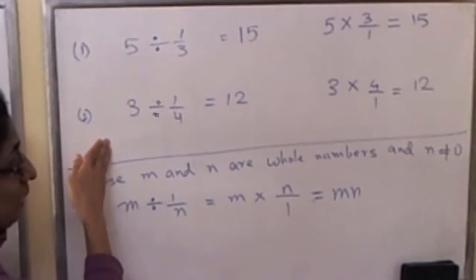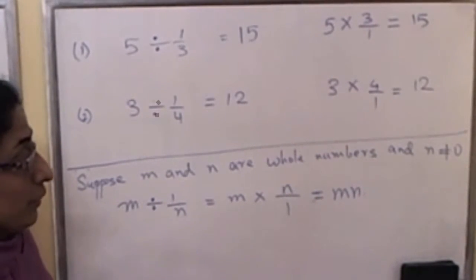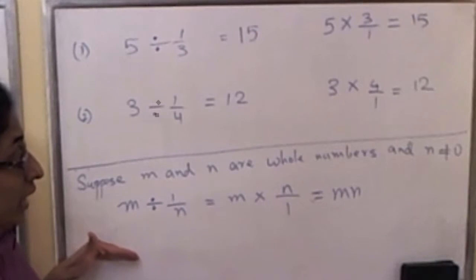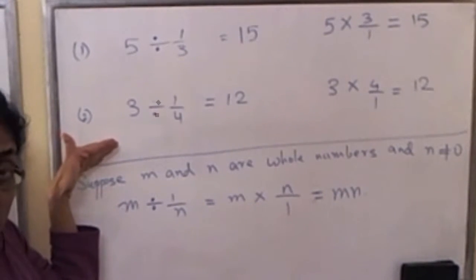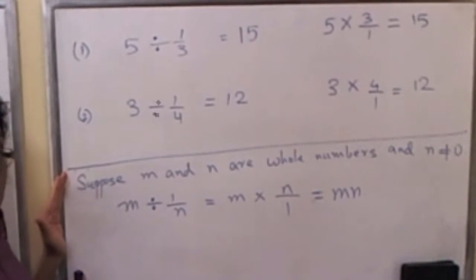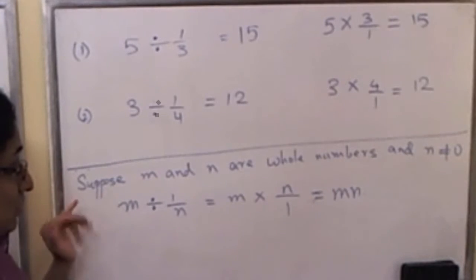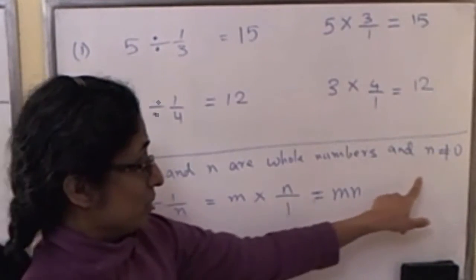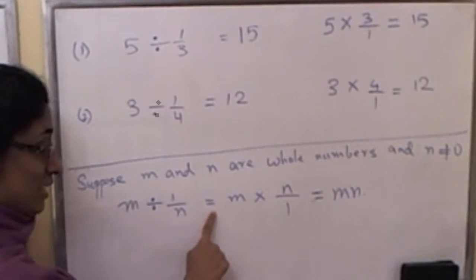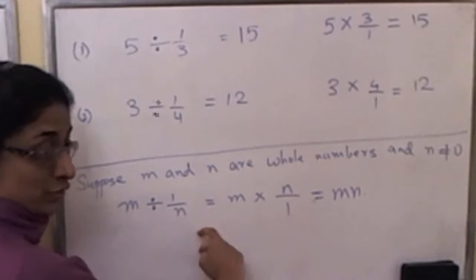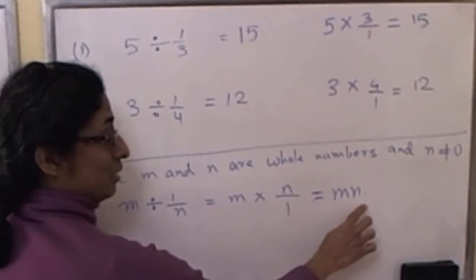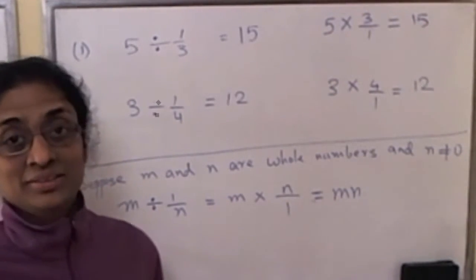So from these examples, it looks like we can come up with this fact which is true, and the method that we used for the specific examples also works. That argument also works for this general case. So let's summarize using letters. Suppose m and n are whole numbers and n is not equal to 0. It sure looks like m divided by 1 over n is really the same as m times, now I've flipped 1 over n as n over 1, which equals m times n. So keep that in mind. Thank you.